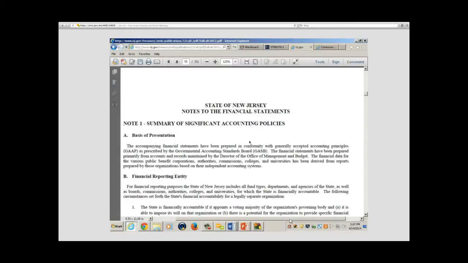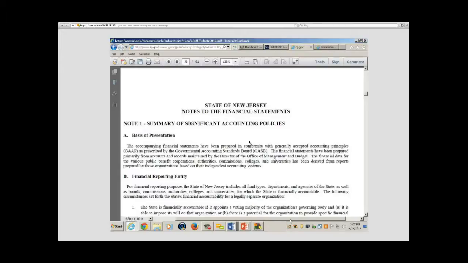One of the first things people look at when they open the notes to the financial statement is this concept of financial reporting entity. And it's interesting, when you read this, this is exactly what's in your textbook. So let's define this. You open up the state of New Jersey's CAFR. What's the first question you want to understand? What does that CAFR represent the activity for?